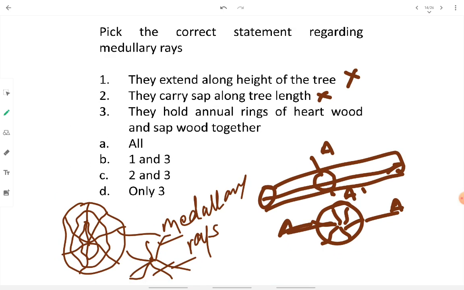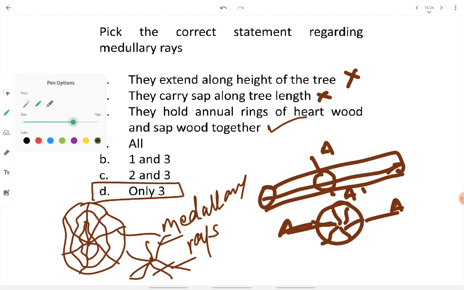Then point number 3 is right. Therefore, the option that we should find is only 3. Only point number 3 is correct in the given statements. Let's go to the next question, please.